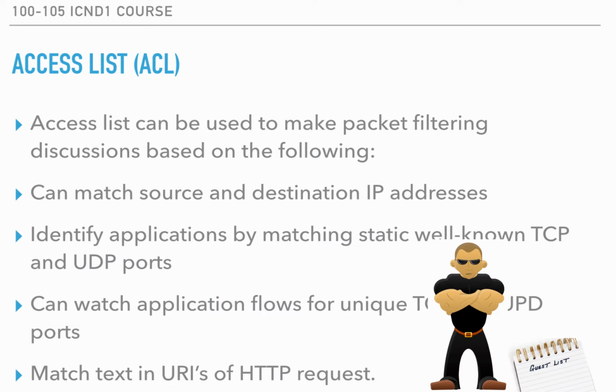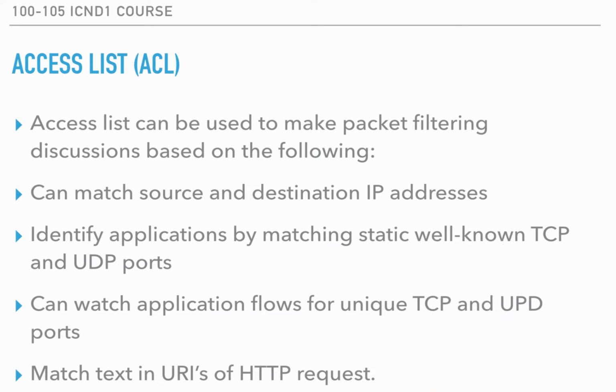With the ACL, or access list, a firewall can match source and destination IP addresses, identify applications by matching their static well-known TCP and UDP ports, watch application flow for unique TCP and UDP ports, and match the text in the URI of an HTTP request and make filtering decisions based on this information.